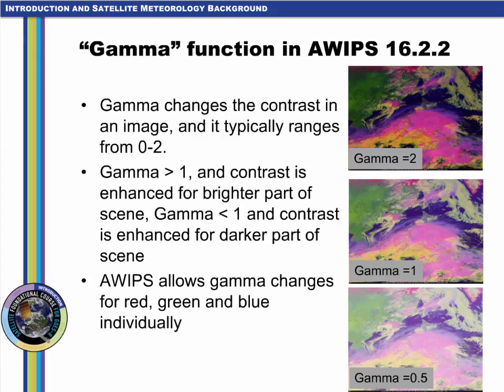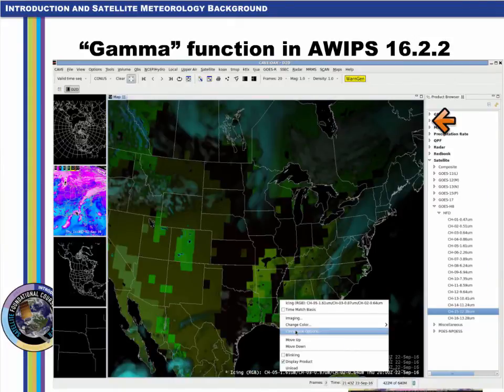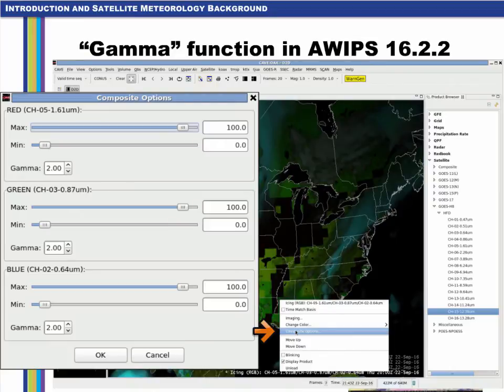AWIPS version 16.2.2 introduced a gamma control to manipulate the looks of RGBs. Gamma controls where the most contrast exists in the RGB. For smaller values, the darker part of the image shows more contrast, and for larger values, the brighter part of the image shows more contrast. To access the control, right-click on the annotation label in the RGB image, and then click on Composite Options. The min-max values for each output can be adjusted, and gamma can be adjusted as well.